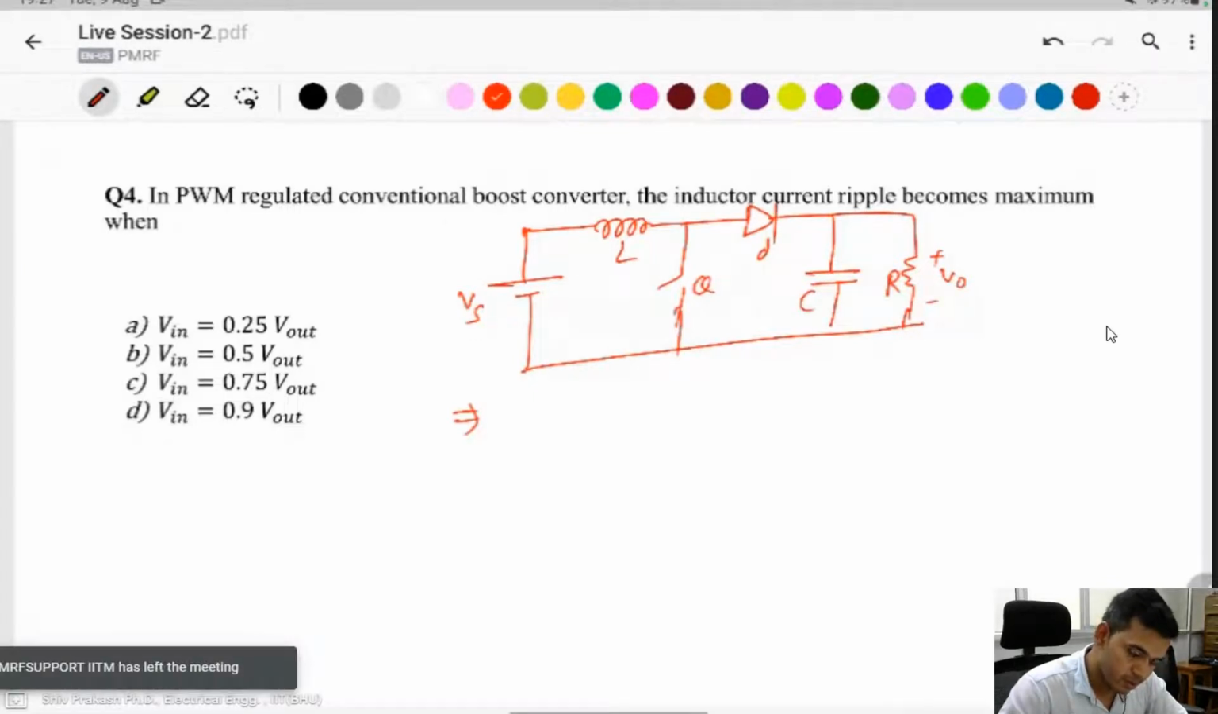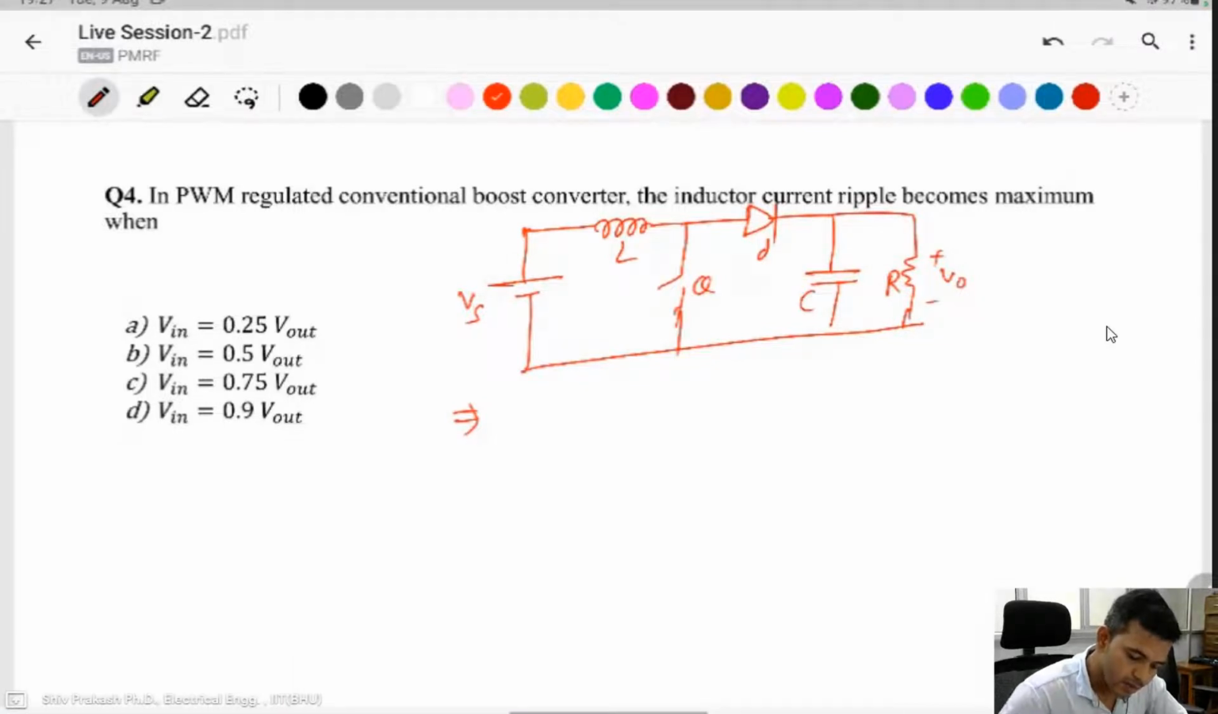PWM. Then first you find the delta IL, and the switch is on in the first condition. Then you find VL is equal to VS. That is known as L dIL upon dt equal to VS.